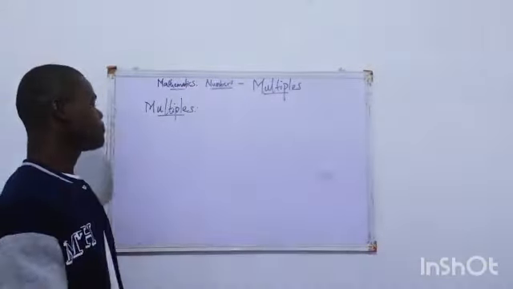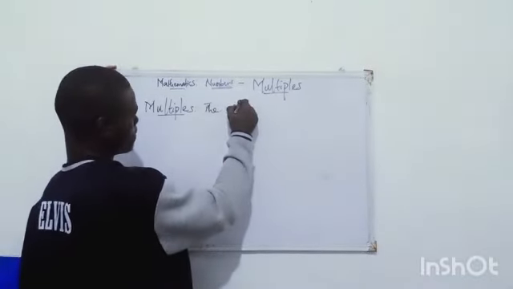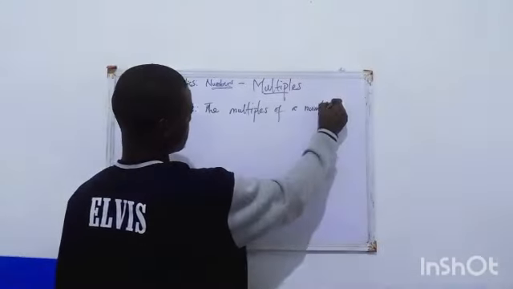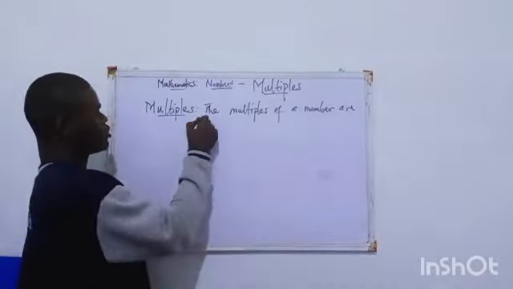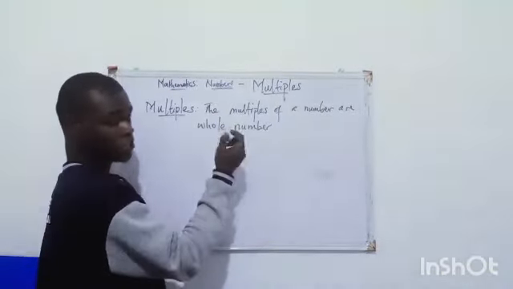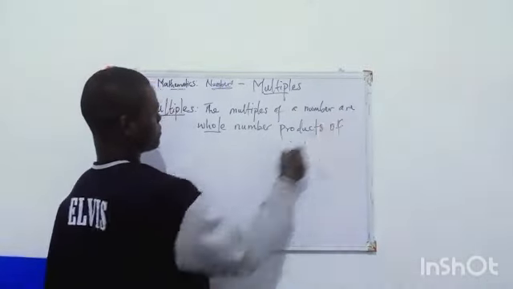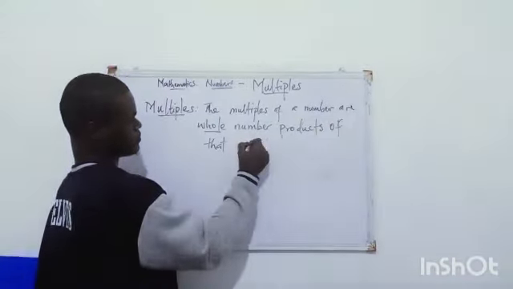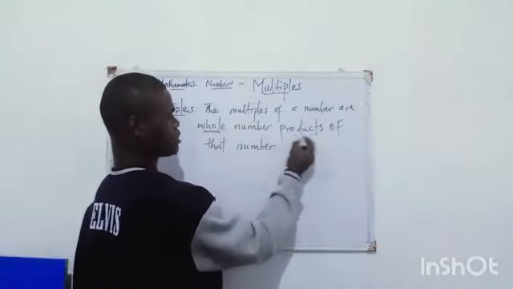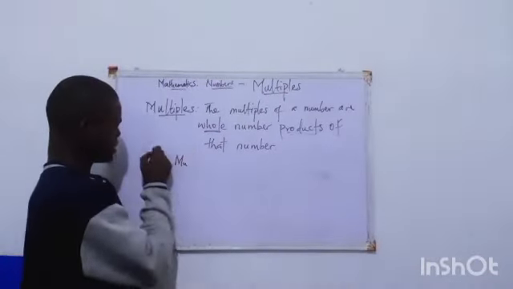Right? So, the multiples of a number are products. Whole number products. Of course, there must be whole number. I always say that. Whole number products of that number. Take note of the keywords. It must be whole number and it must be what? Products. Alright? So let's go. What are the multiples? Example.